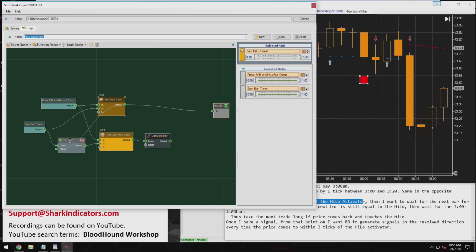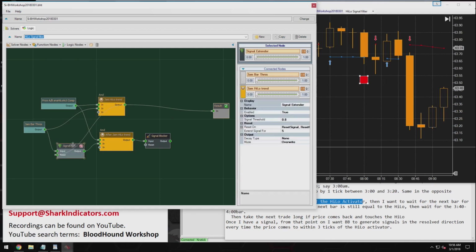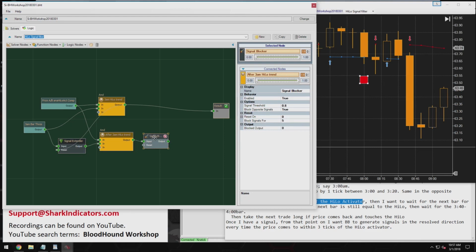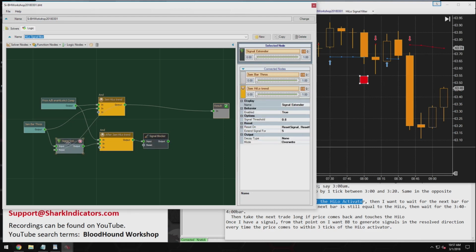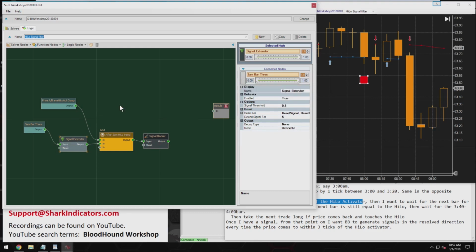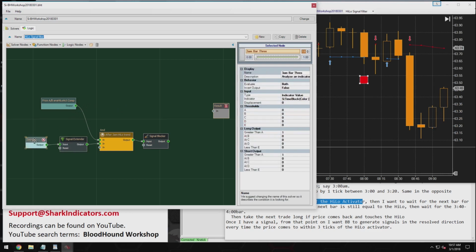Basically, what I just kind of realized is I don't need to turn the signal extender off anymore, because the signal blocker is effectively killing the signals from the signal extender here. So I'm actually gonna redo all this and simplify it. So let's get rid of that AND node, like so.